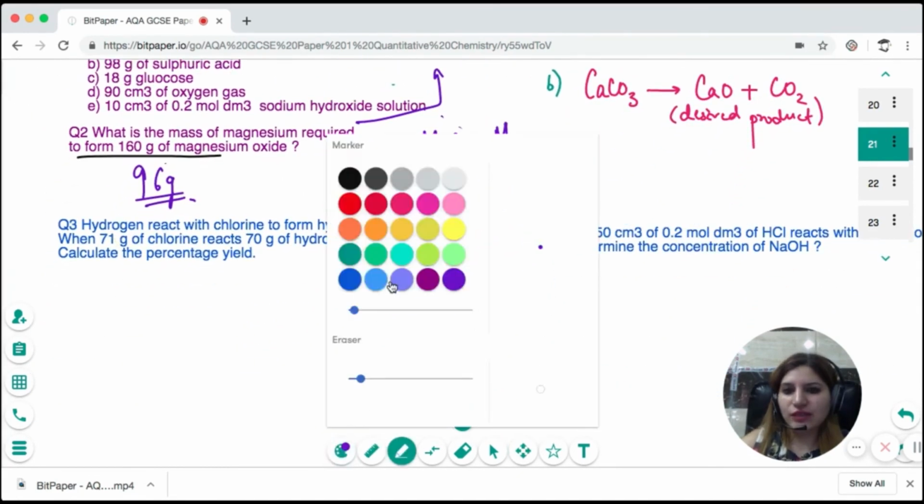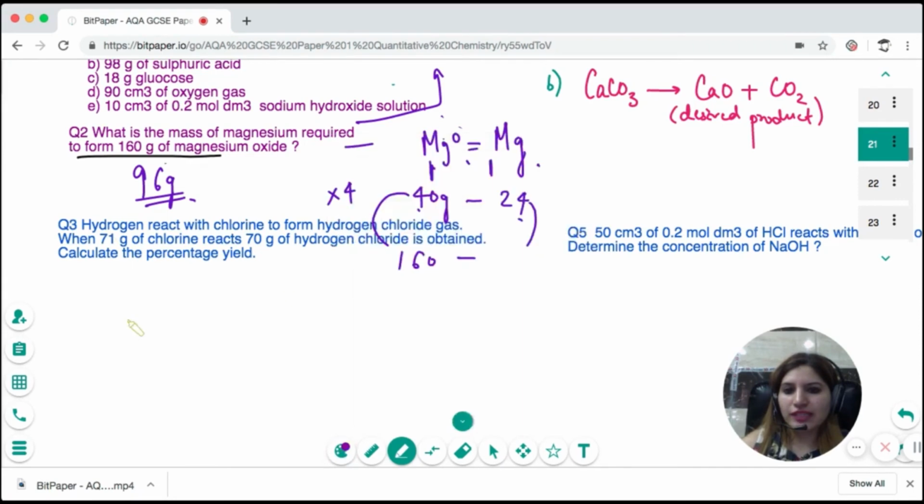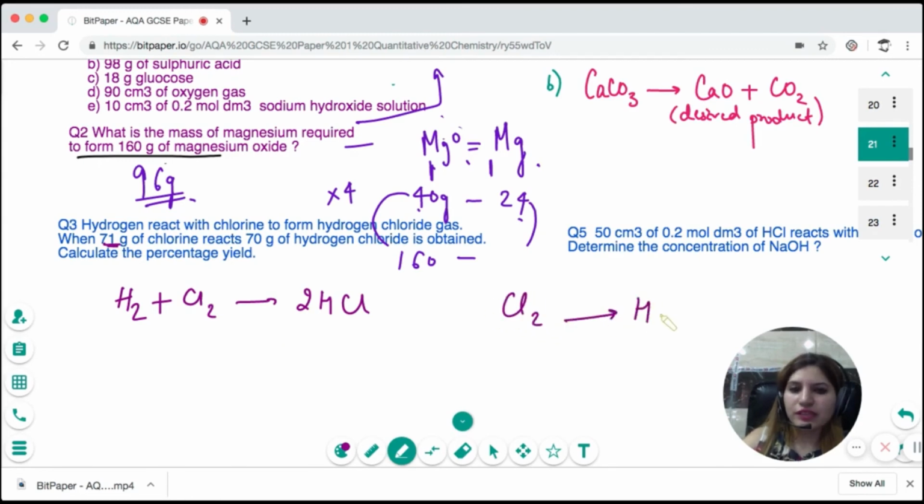Hydrogen reacts with chlorine to form HCl gas. So let's write the balanced chemical equation. H2 plus Cl2 gives 2 HCl. They say when 71 grams of chlorine react. So the chlorine is given to you, you have to find the mass of HCl. Okay. Now 1 mole of chlorine is giving us 2 moles of HCl.